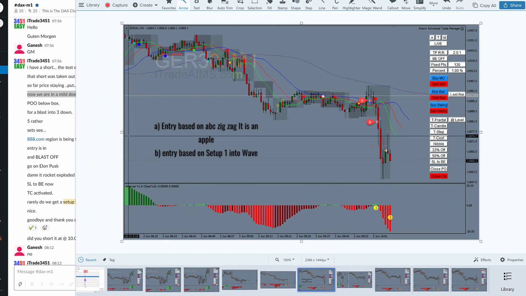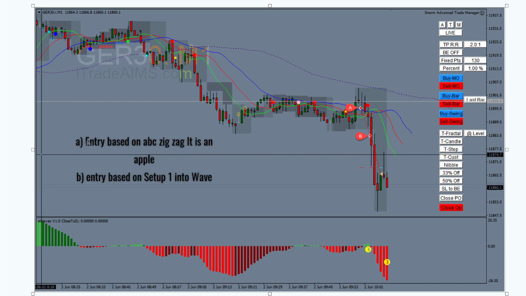But before that, I will show you the entries that I made earlier. So the entry is based on ABC zigzag. It is an A. That's the first one over here. And B is the entry based on setup 1 into wave 5. So that was the second one, and I took my exit here. Around this time, it felt like I exited early, but I was content with it, I followed my plan. I exited a few points above, but this would have taken the trailing stop loss anyway.